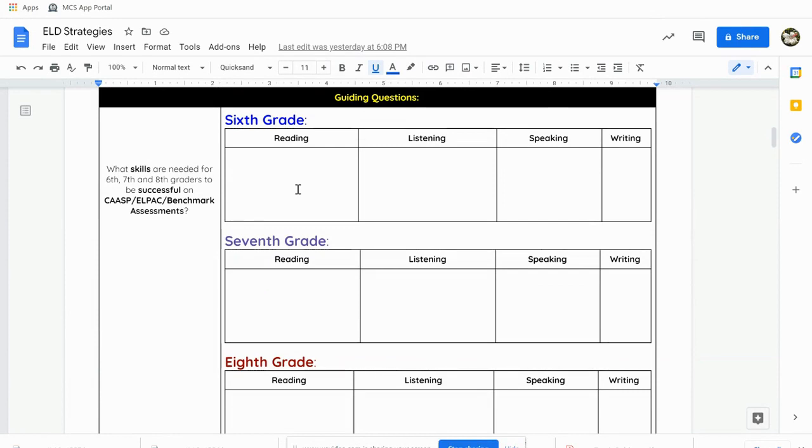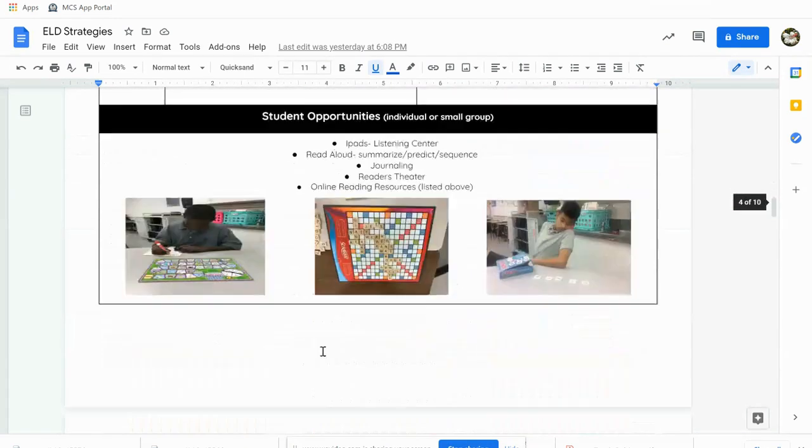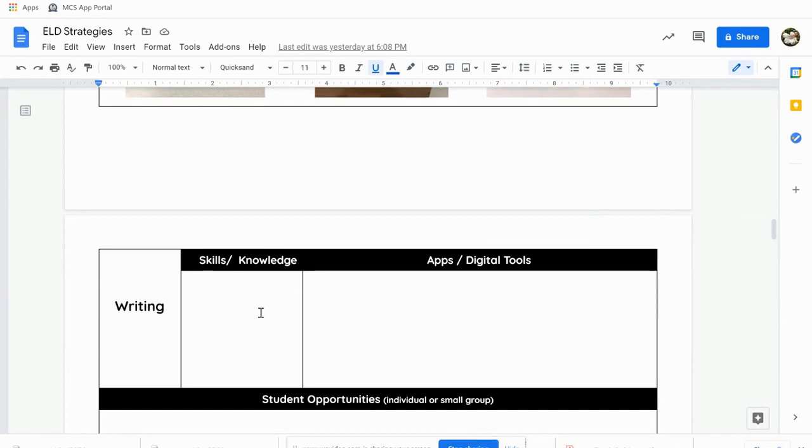So what skills do they need for reading, listening, speaking, and writing? Now you are pulling down here in this section and you are putting in, well, these are the skills that they should have. Now, where are you going to get this information from? Your state standards.